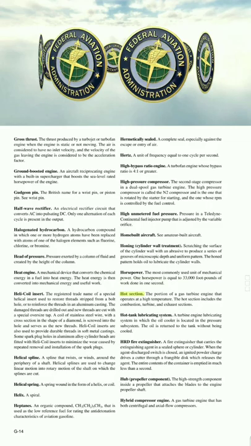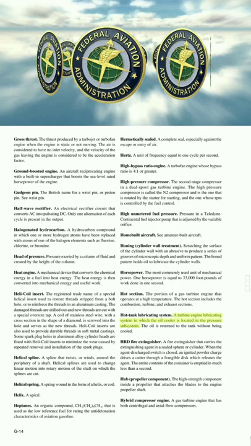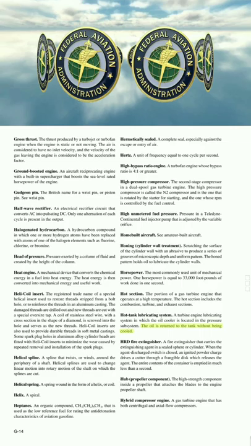Hot section. The portion of a gas turbine engine that operates at a high temperature. The hot section includes the combustion, turbine, and exhaust sections. Hot tank lubricating system. A turbine engine lubricating system in which the oil cooler is located in the pressure subsystem. The oil is returned to the tank without being cooled.